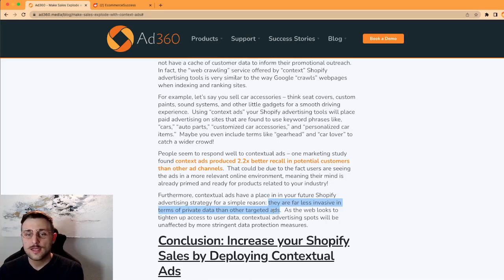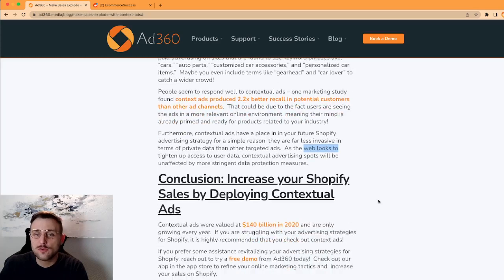forbidden to do. The thing with contextual ads is it only needs to focus on what the website content looks like and what it's talking about, and this is public information. It's accessible without infringing on anyone's privacy. So that's why it's so powerful, and it's bound to increase.